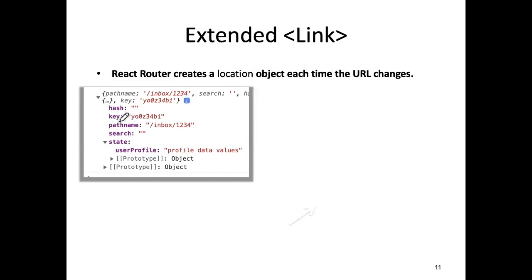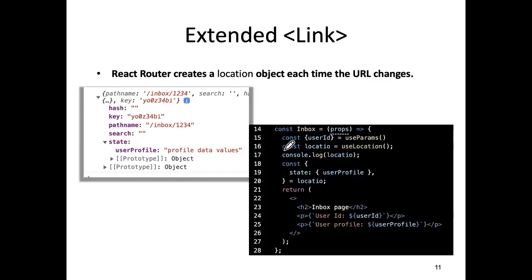Path name is mildly interesting. That's going to have the string corresponding to the current URL address in the browser. But here's the state property within the location object. And it's the state property that will contain this additional data that I've tagged on to my link. So my inbox component needs to get at this state property within the location object.